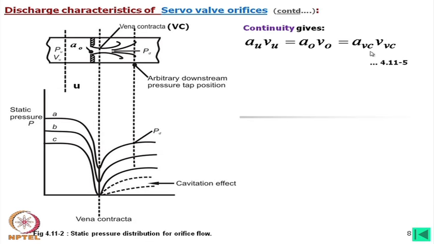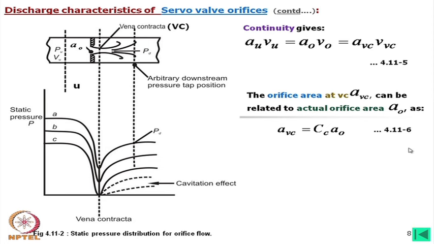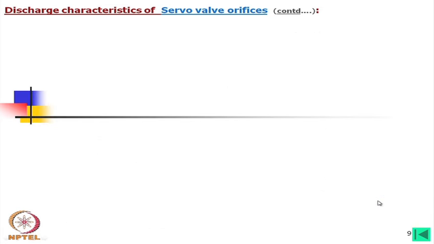From there we can calculate the area of the vena contracta if we can measure the velocity there. The orifice area at the vena contracta, AVC, can be related to the actual orifice area A0 as AVC is equal to CC into A0. So, this CC is called the area coefficient or contraction coefficient, normally contraction coefficient, where CC is the orifice area contraction coefficient.